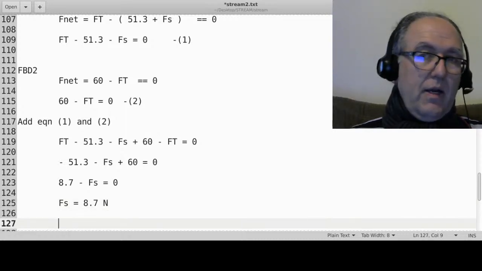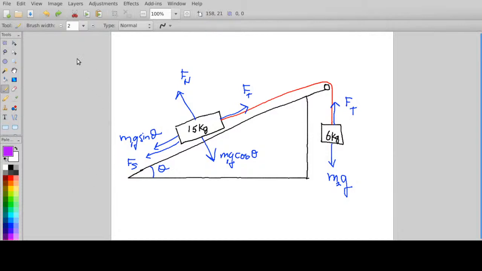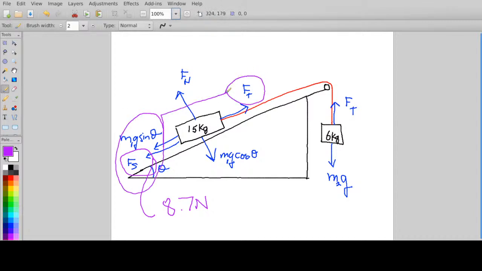Okay. All right. So back to the diagram to see what's going on here. This force right here has to be 8.7 newtons, so that when these two add together, they will exactly cancel that one. And that one is equal to this one, which will exactly cancel that one. Okay? So Ft needs to be equal to 60, and it is.